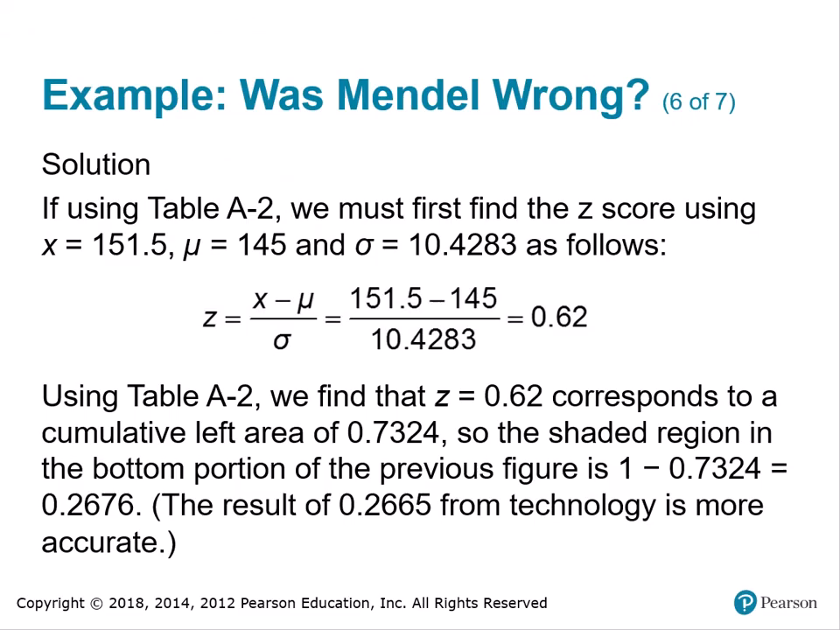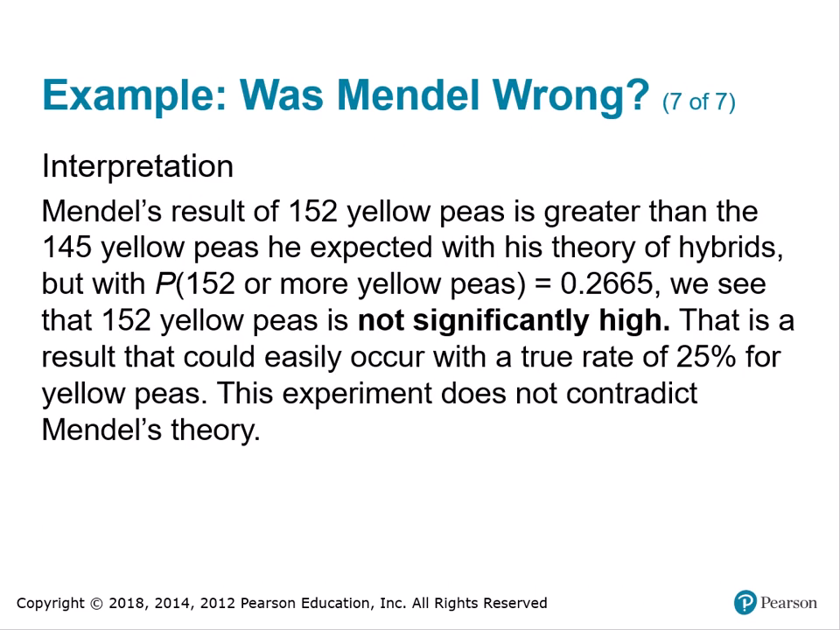There we go. That's our area. So let's take a look and see, is Mendel wrong? Well, we're going to say no, because the probability of getting that is greater than 0.05. And so it's not significantly high. It's not unusual.